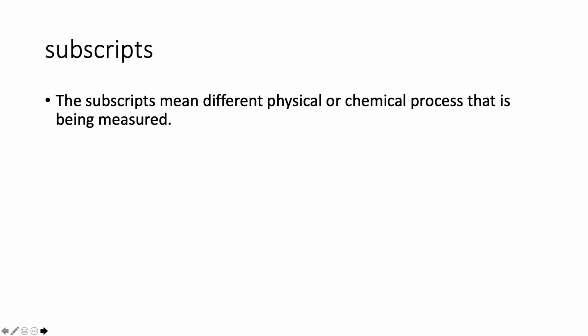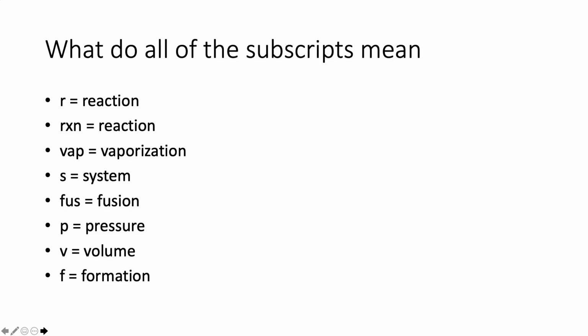So we've been giving you all these subscripts. All these variables are going to have subscripts. And what do they mean? It tells you what type of physical or chemical process we're trying to measure. And that's important because this is where the subtlety comes in. There's a lot of subtlety, but it's not complicated. Don't make this too hard on yourself. Just understand what we're looking at. So this is what all these subscripts mean.